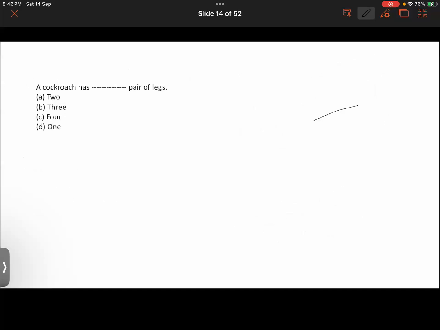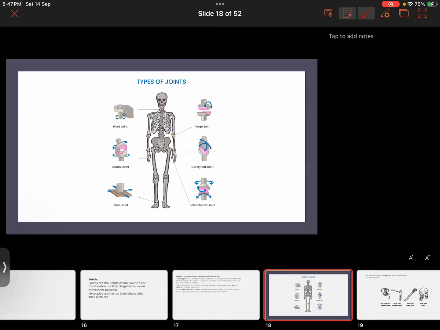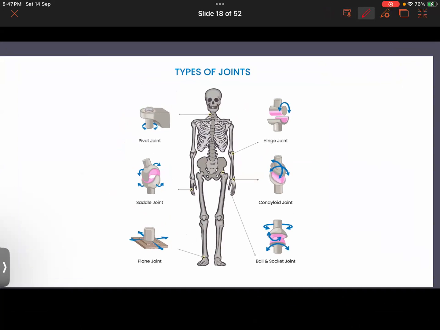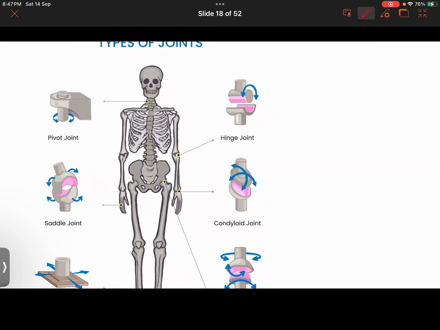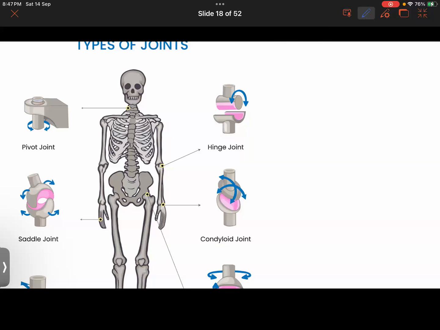Okay, this question we will do later on. Now let us jump to this topic of joints. Joints are the points where two parts of the skeleton are fitted together to make movement possible. Joints are found in different places in our body where two or more than two bones are fitted into each other. So wherever two bones are fitted, their movement will be possible.